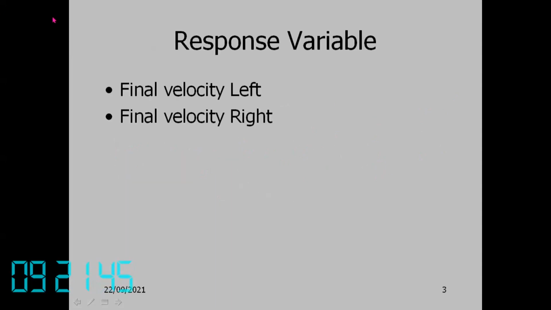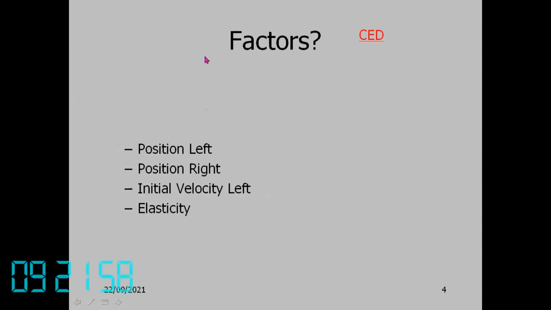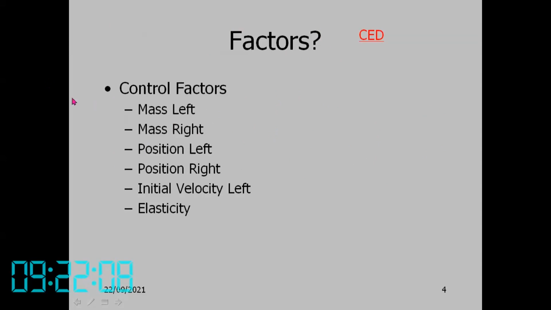So what is the response variable? Here we can think of two response variables. One is the final velocity of the left ball and the other is the final velocity of the right ball. Then what are the factors? Factors we can divide into controllable factors and noise factors.